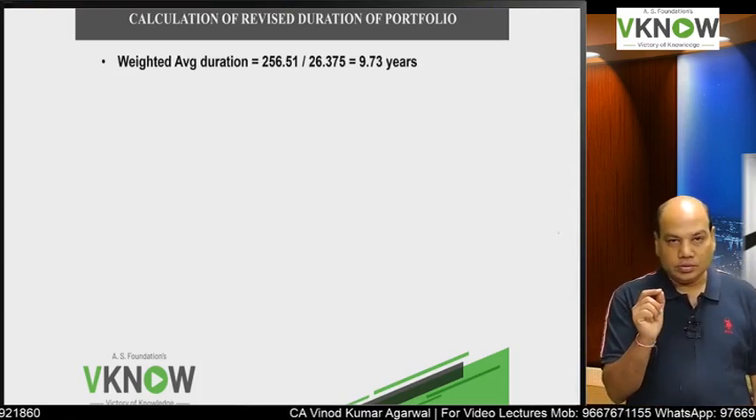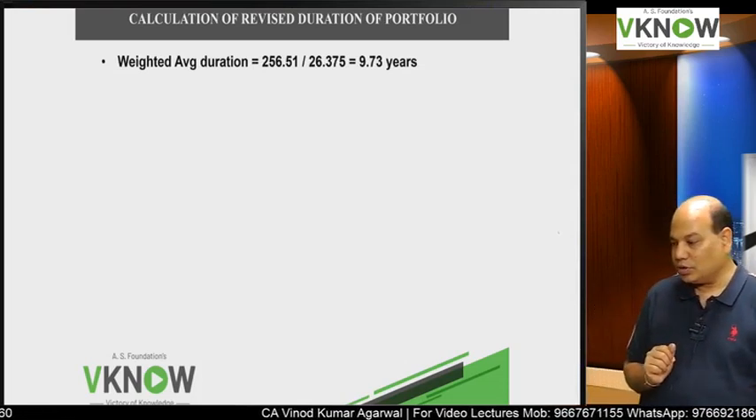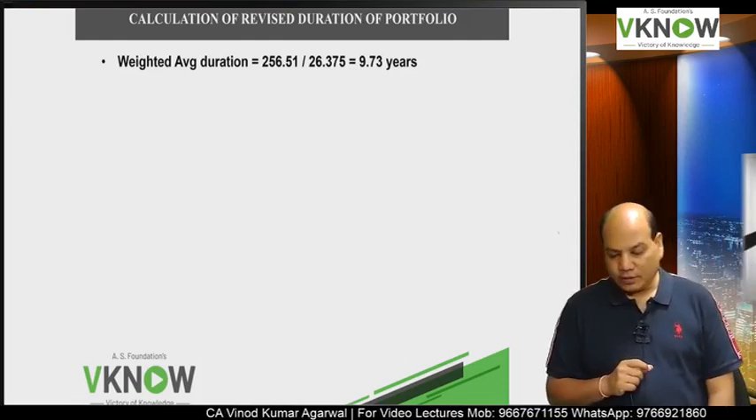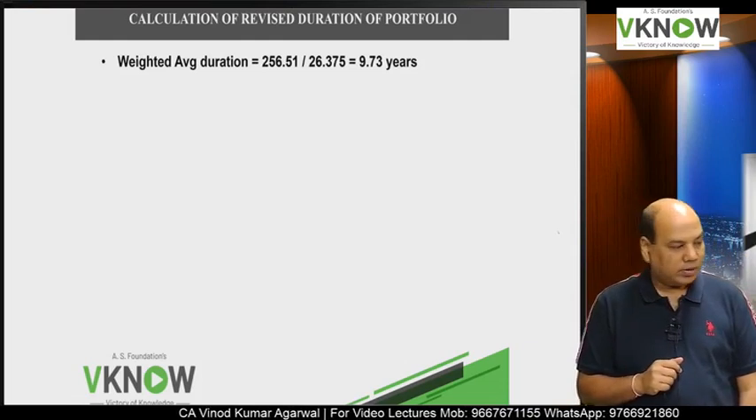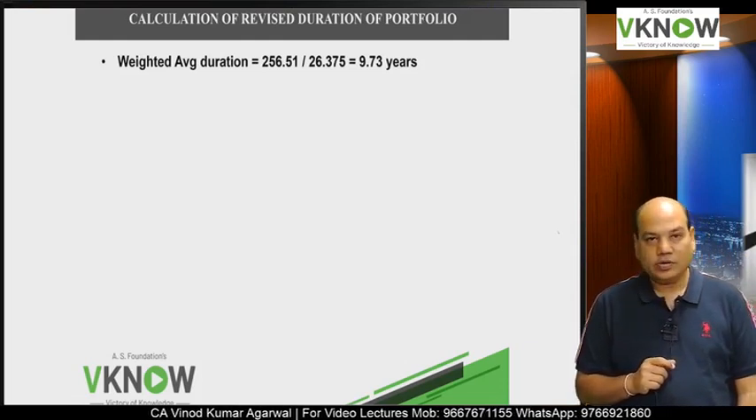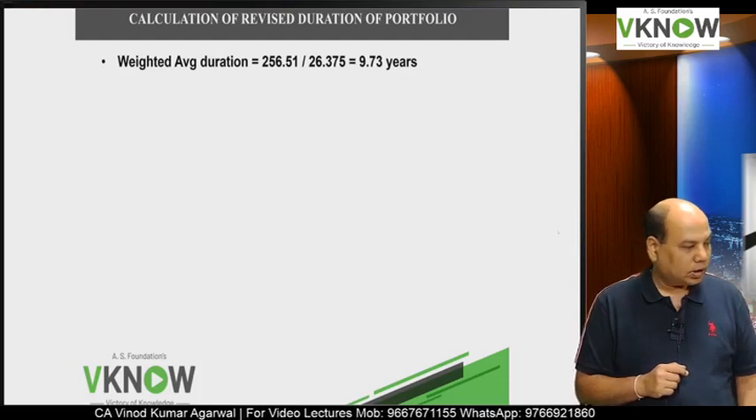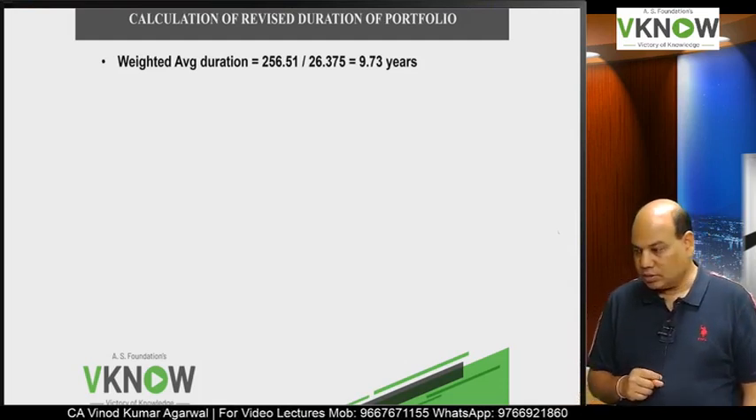So write down: weighted average duration is equal to total of the last column, 256.5, divided by 26.375. So that is 9.73 years.